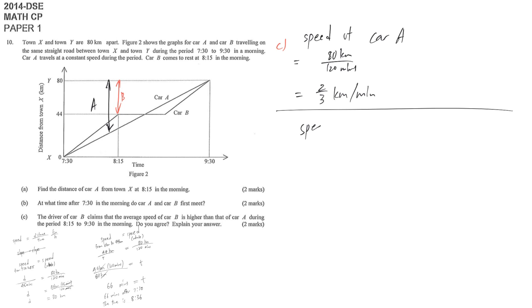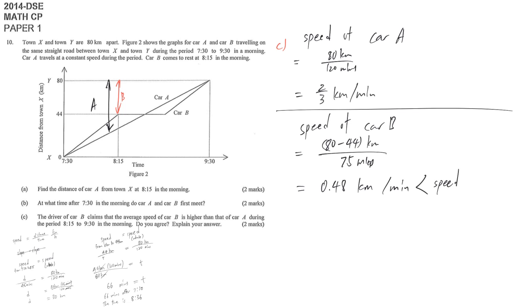And then we also calculate the speed of car B, which is equal to the distance traveled from 44 to 80, 80 minus 44 km, divided by the time span from 8:15 to 9:30, which is 60 plus 15 minutes, 75 minutes. That is 0.48 km per minute only. If you use a calculator, you will find that this is less than this. This is 0.667. So we say that this is less than the speed of car A. That's why we do not agree.